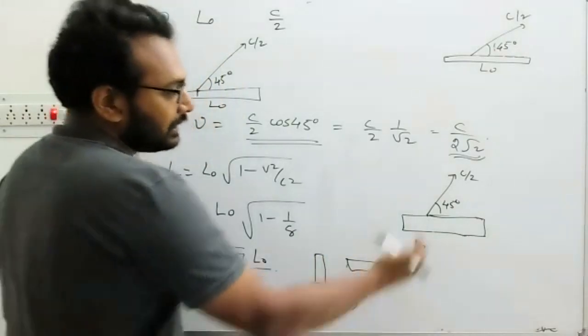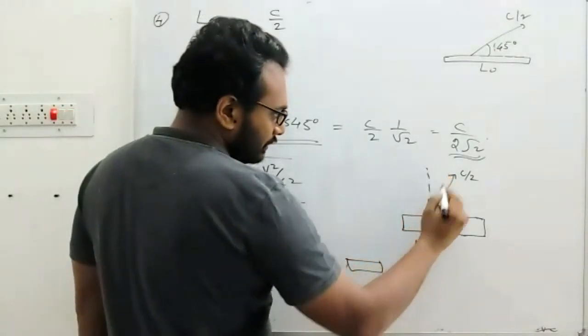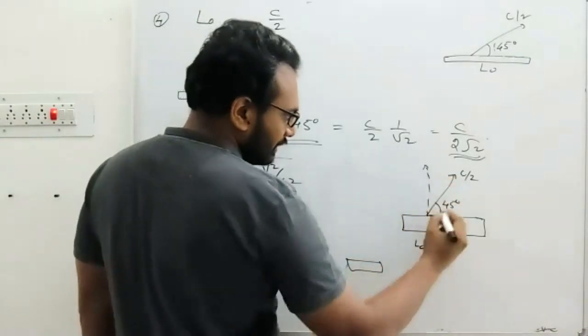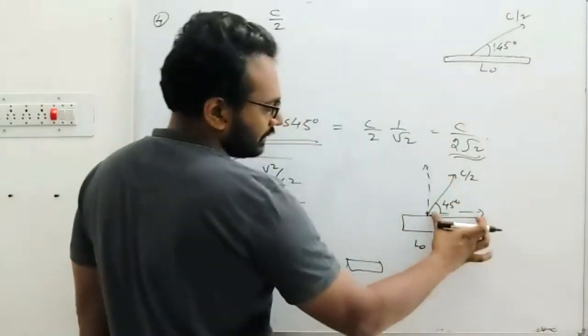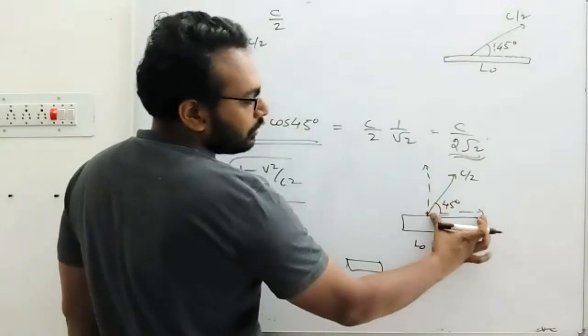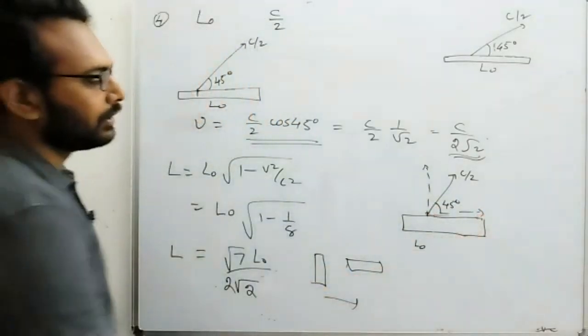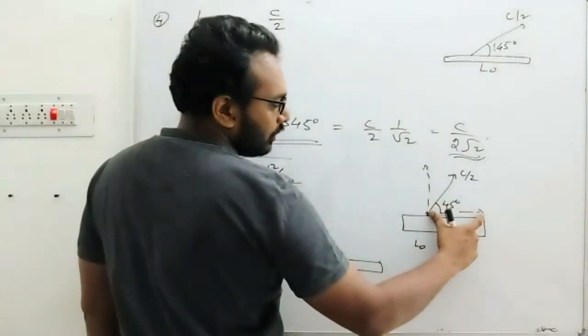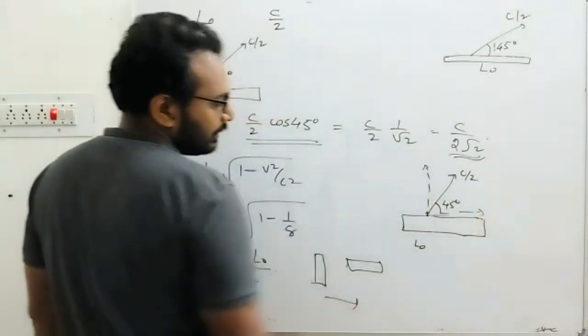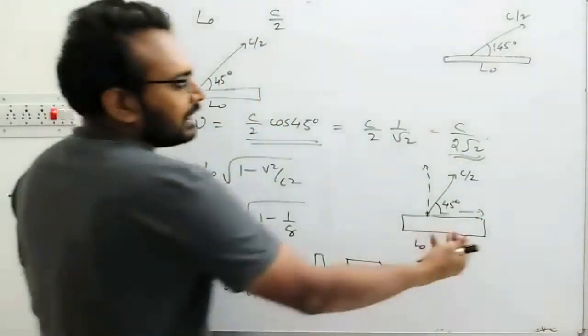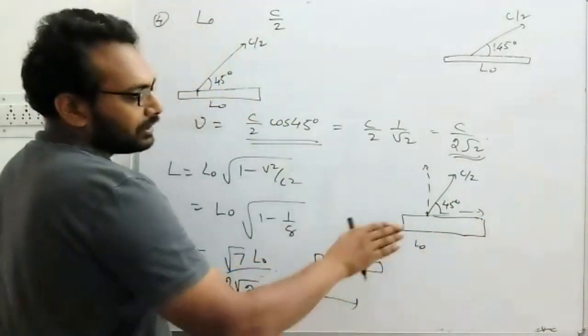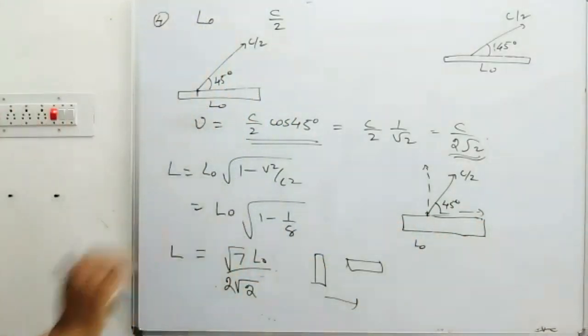So this velocity vector has two components, one along this direction and one along this direction. Only the velocity component along this direction will cause length contraction, because length contraction happens only in the direction parallel to the direction of motion. Is it clear now?